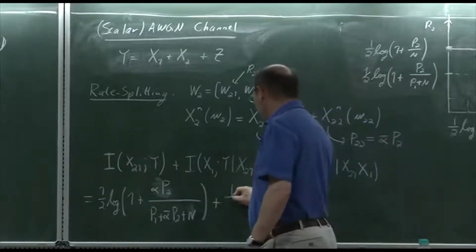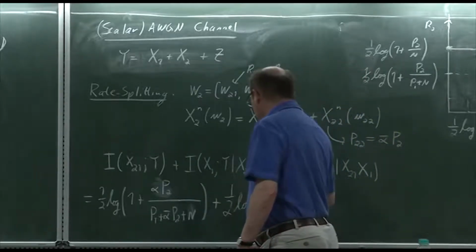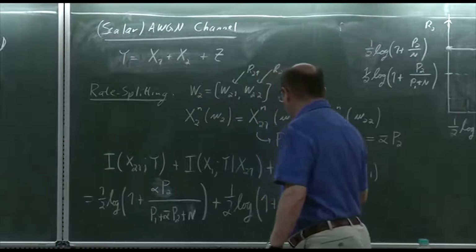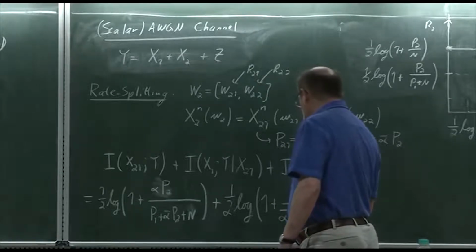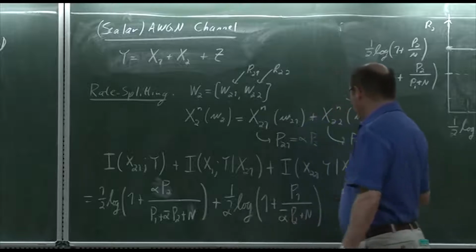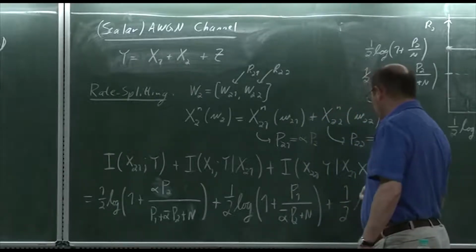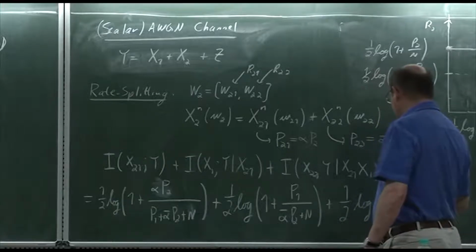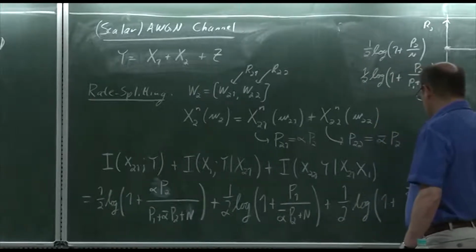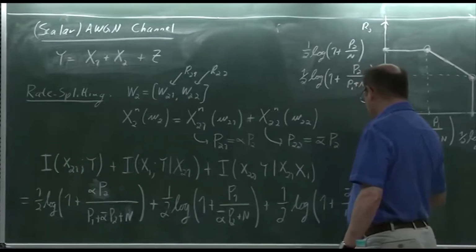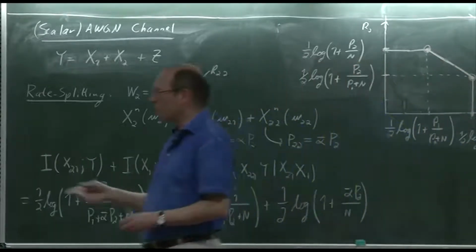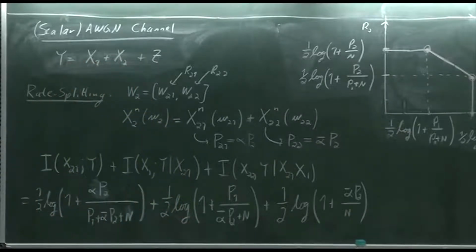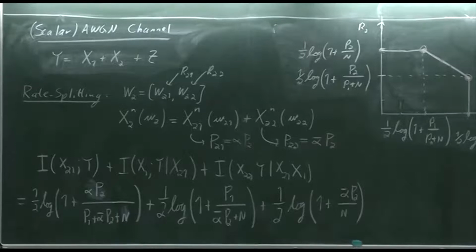Here we'll get 1/2 log, again a signal to interference plus noise ratio, but now with less interference, P1 over alpha bar P2 plus n. And here we'll just get a noise because we're canceling out the alpha bar P2, over n. Right? And now let's see what rates we achieve here. First of all, when we take the sum, you'll see we get the full thing. That's the first thing we need to check. We want to show that by summing those all up, we're just getting the sum rate.